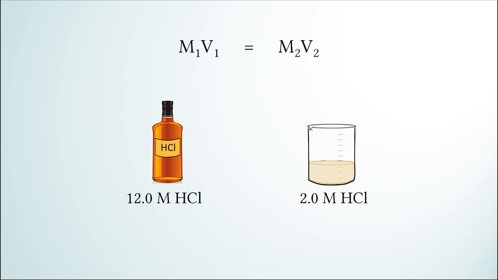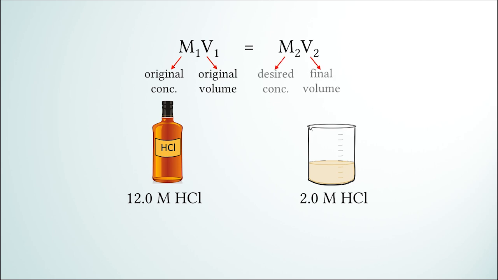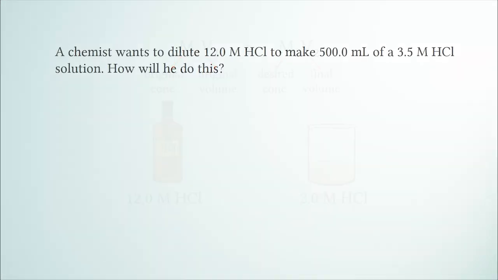M1 times V1 equals M2 times V2, where M1 represents the original concentration of the solution and V1 is the volume of the original solution to be diluted. M2 then is the desired concentration and V2 represents the final volume you want. Look at some examples with me.